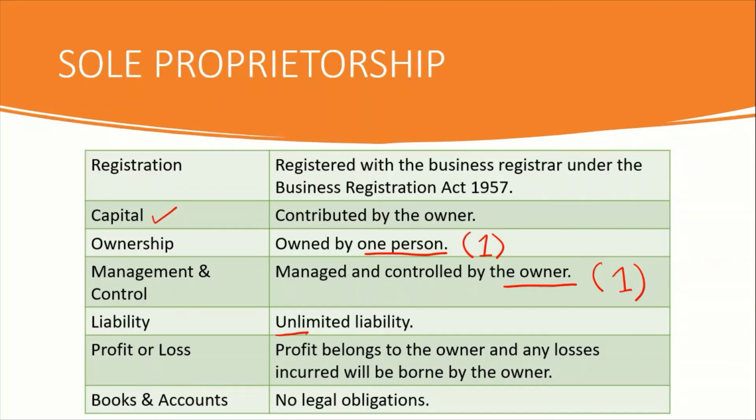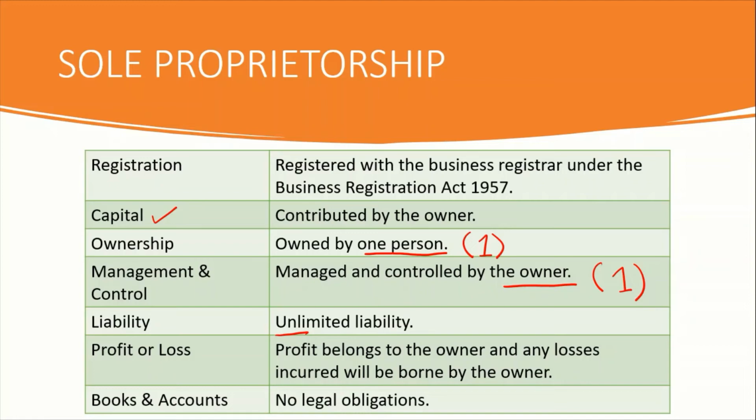Okay. Next is profit or loss. Profit belongs to the owner, and any loss incurred will be borne by the owner. When you're in this type of business and you have profit, the owner will have it all. But when you have loss, the owner takes all the loss as well.